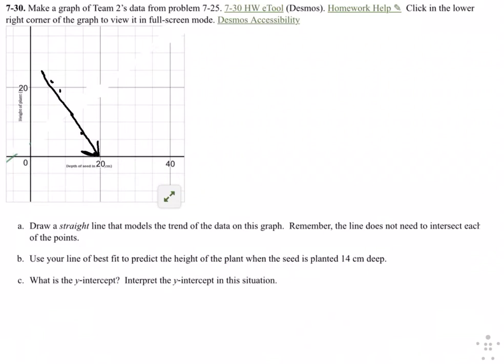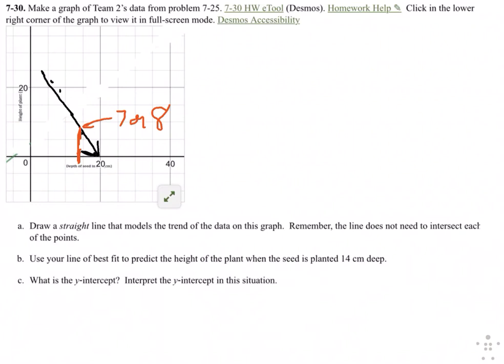And then B says, use your line of best fit to predict the height of the plant when the seed is planted 14 centimeters deep. 14. So I'd go to 14 on my graph. So 5, 10, 15. So 14 is about here, right? And I'd go up to where it hits. And I don't know, it looks like about 7 or 8, somewhere in that point. So I would say it's 7 or 8 centimeters deep. And again, your trend line is going to vary, so you're going to get a slightly different answer. But I'd say it should be in that range of 6 to 9, somewhere in that range to be reasonable.